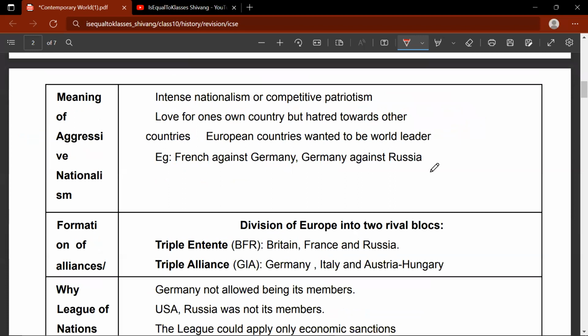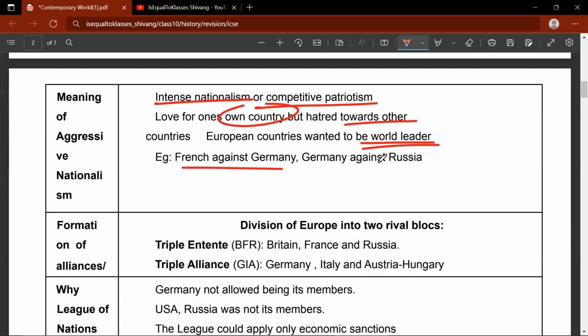Meaning of aggressive nationalism: intense nationalism or competitive patriotism. Love for one's own country and hatred towards other countries. European countries wanted to be world leader. They wanted to be a hegemon, a global superpower. Example: France against Germany, Germany against Russia.